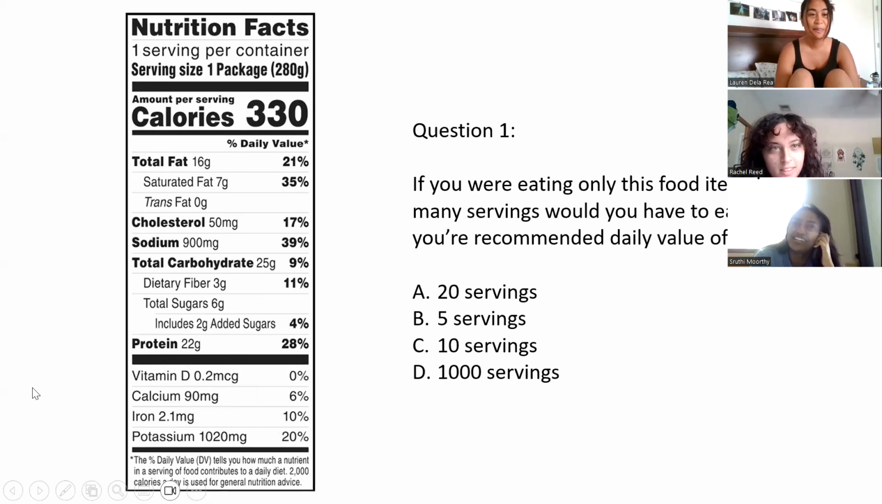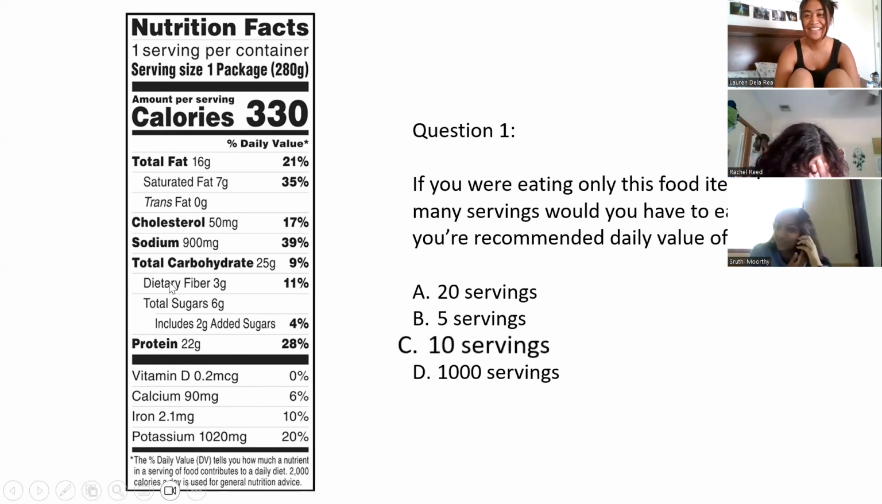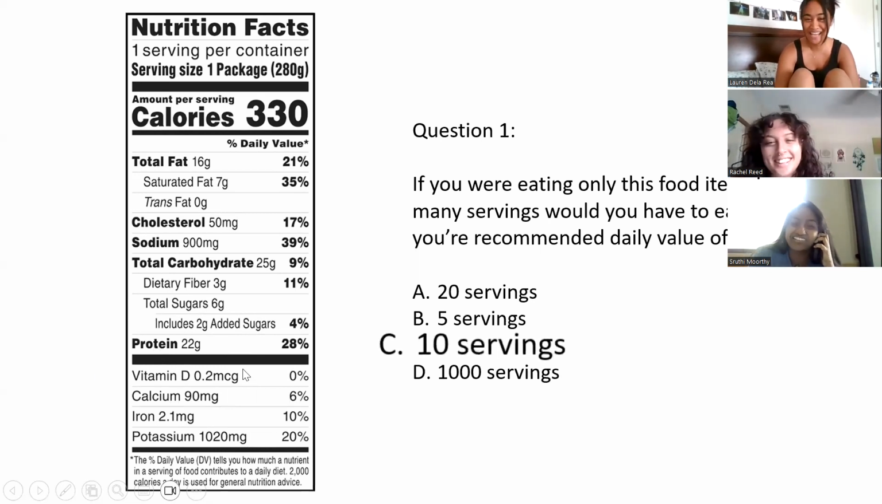I'll give you, take your time. Let's see. I'm gonna go with D, 1,000 servings. Oh, well, Rachel Reed, that is not actually correct. The correct answer is C, 10 servings. Do you understand why? Okay, so if you look at this next to iron, 2.1 milligrams, you have 10% of your needed daily value. And so if you were eating only this, you would want to reach 100% of your daily value. Therefore, you would need 10 servings.